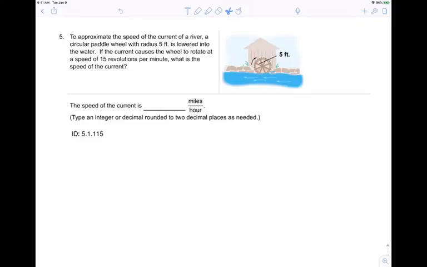Finding the linear speed of an object traveling in a circular motion. It says, to approximate the speed of the current of a river, the circular paddle wheel with a radius 5 is lowered. Let me see. Not the area. So it's finding the linear speed of an object traveling in a circular motion. Hang tight. So it's right here. Then the linear speed of the object is defined as the velocity equals s over t, where s is the arc length. The angular speed of the object, okay.